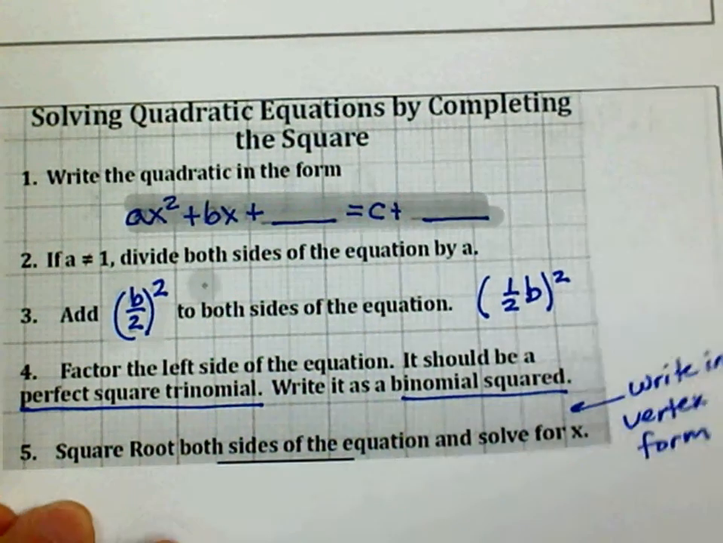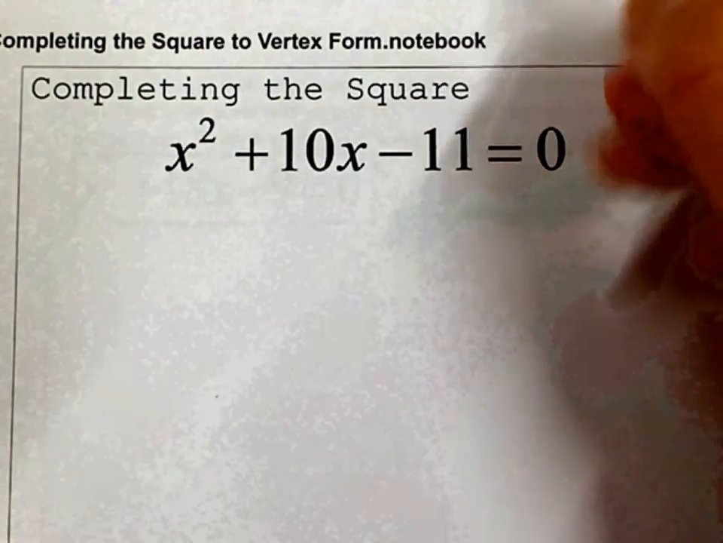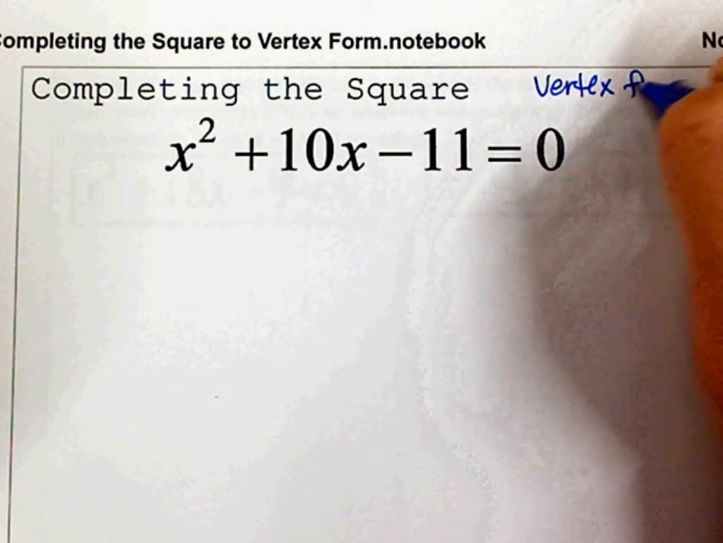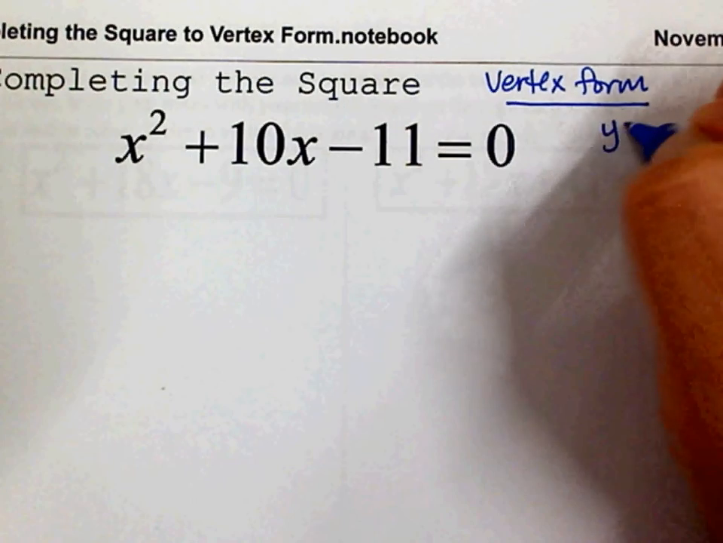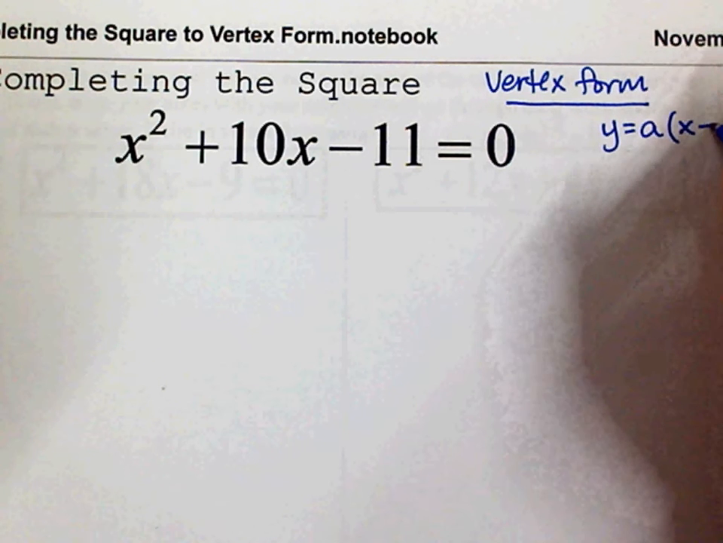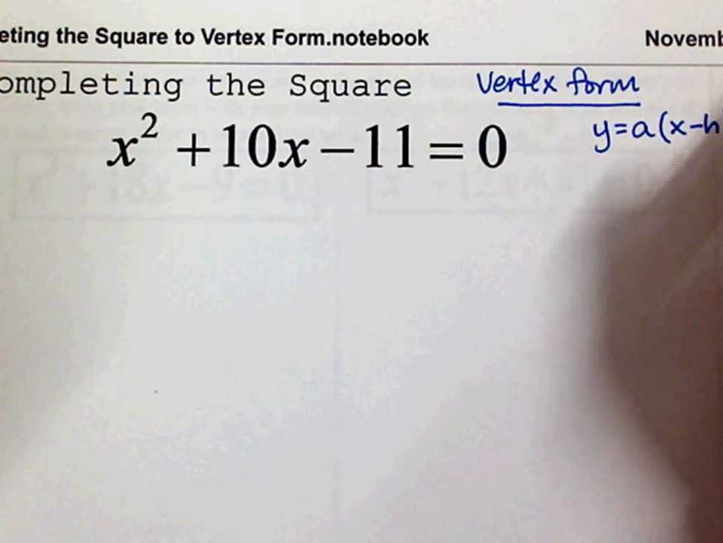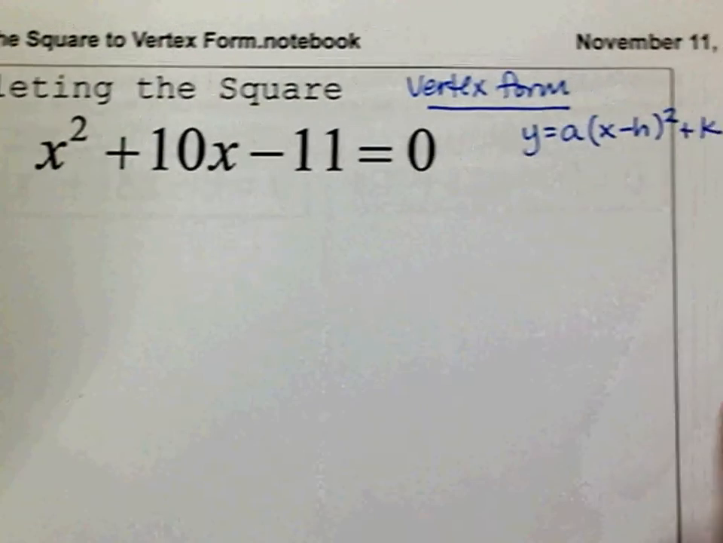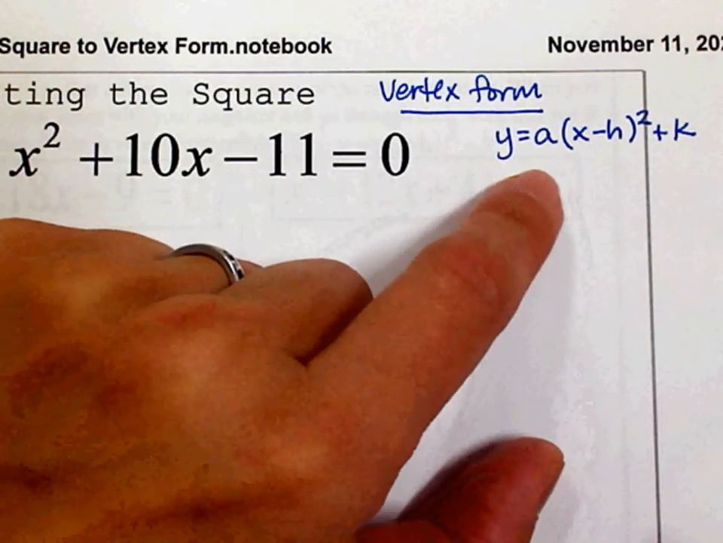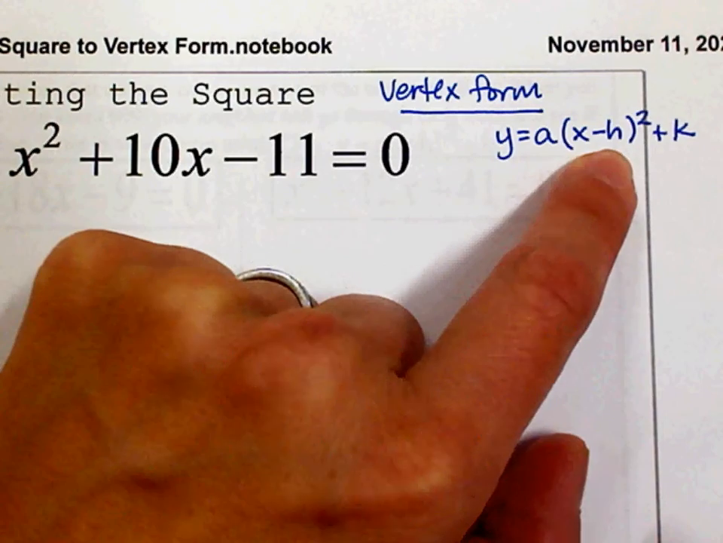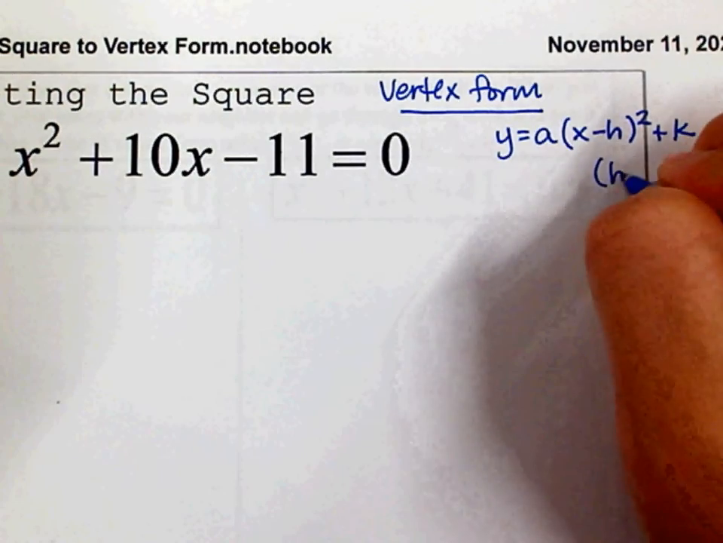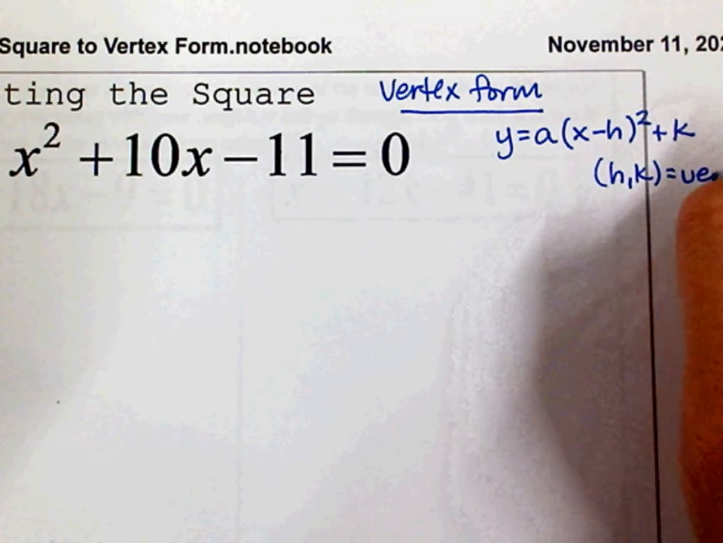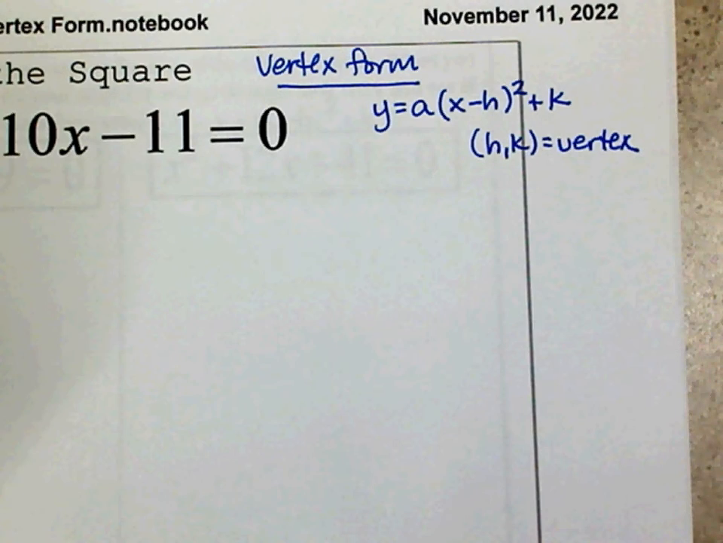Okay. Let's go ahead and do one right here. This one, I want you to do in vertex form. Okay? And if you forgot what vertex form looks like, it's y equals a parentheses x minus h quantity squared plus your k. Just like that. And notice the h and the k is your vertex. Okay? That is your vertex. So just keep that in mind.